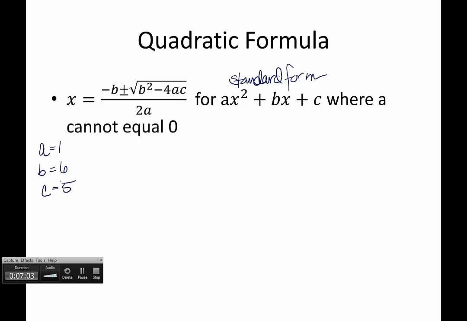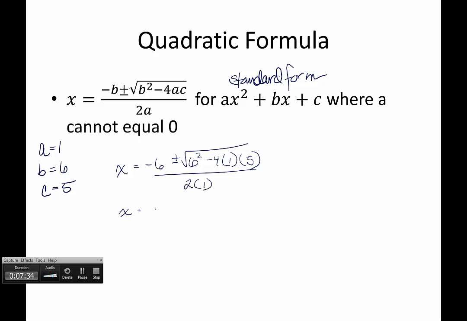I'm going to substitute all these values and then evaluate. I will give you more examples in another video, but we're going to do it right here as well. It won't hurt to do it a couple of times. X equals negative 6 plus or minus the square root of 6 squared minus 4 times 1 times 5, all over 2 times 1.